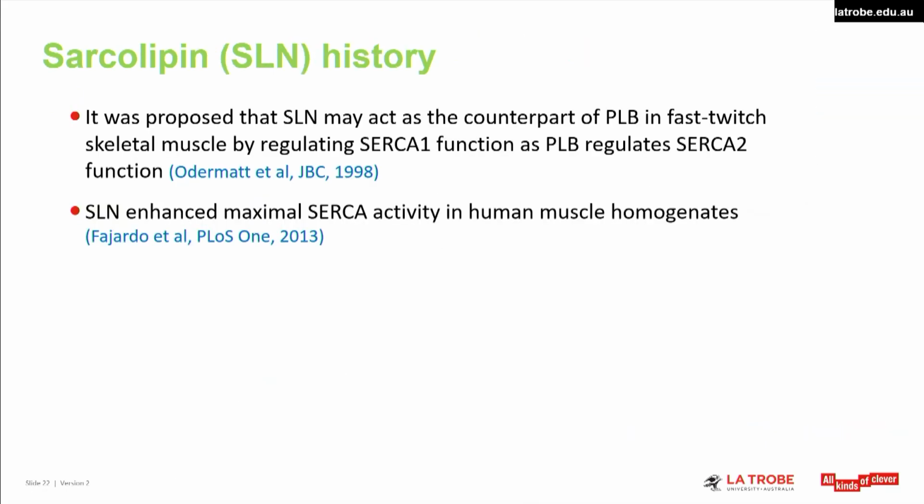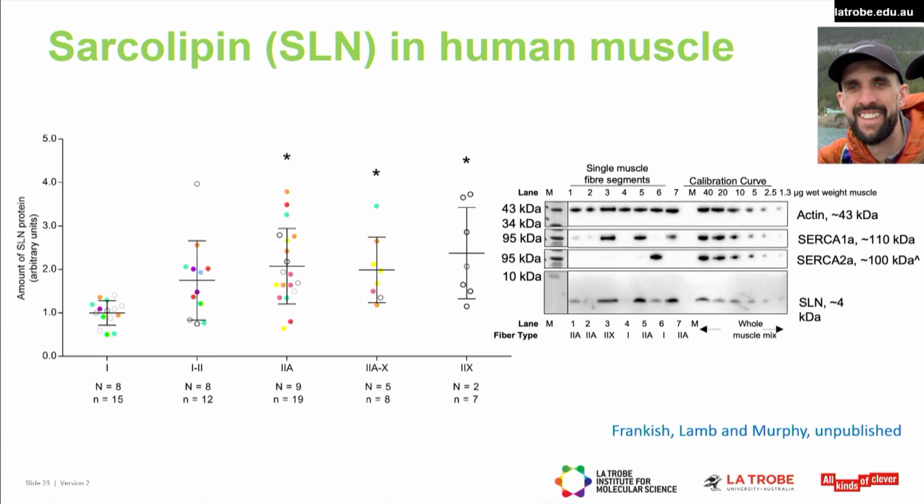So sarcolipin's been proposed to act as a counterpart to phospholamban in the fast twitch muscle. So if that's the case, it may regulate SERCA1 through a different process, and certainly it's been tied into an enhanced maximal SERCA activity, and very much tied in with thermogenesis and the regulation of heat generation by muscles in endotherms such as ourselves. So when Barney looked at sarcolipin, indeed we found that there was more sarcolipin in the 2A, 2AX and 2X muscle fibre types. So this regulation is possible because of these proteins that compete together.